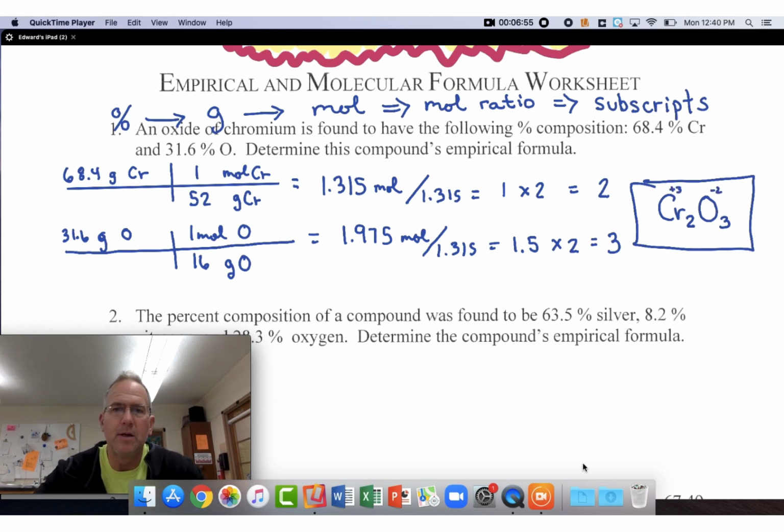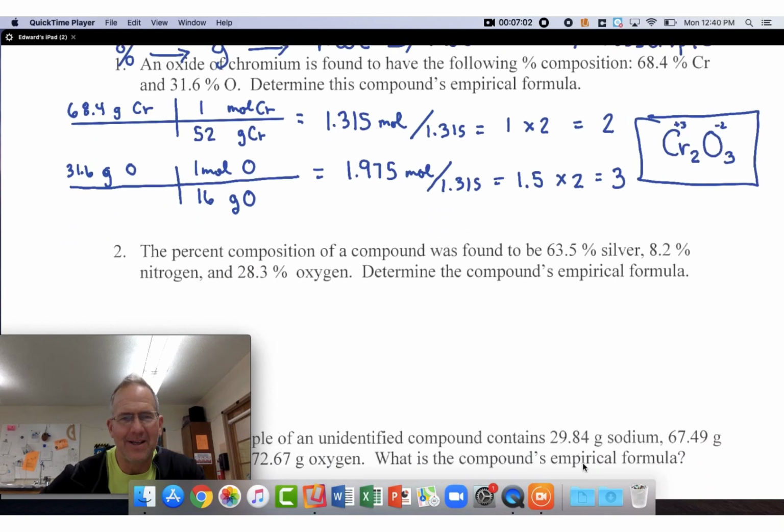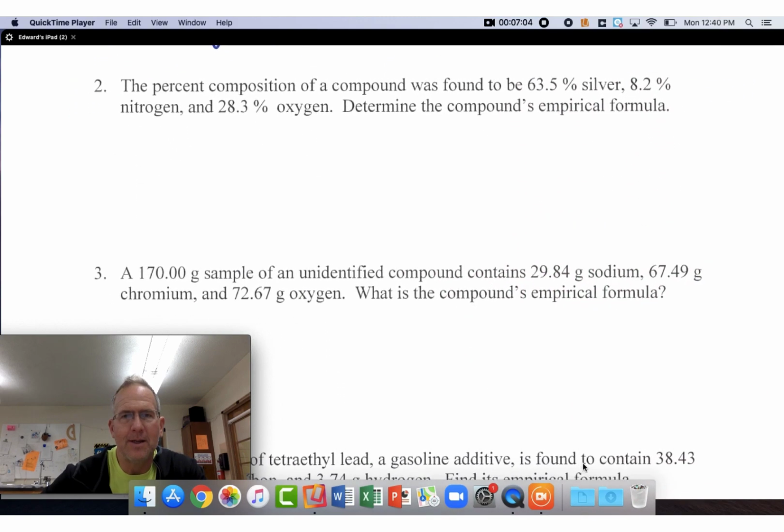Chromium 3 oxide. You don't have to name it, but I thought it would be fun. Cool? All right, slide it up. Similar type thing. Okay, the same thing's going to happen. I'll save this for you. There's a key for this page, right? You can look at it, try to figure it out, and that'll be easier.